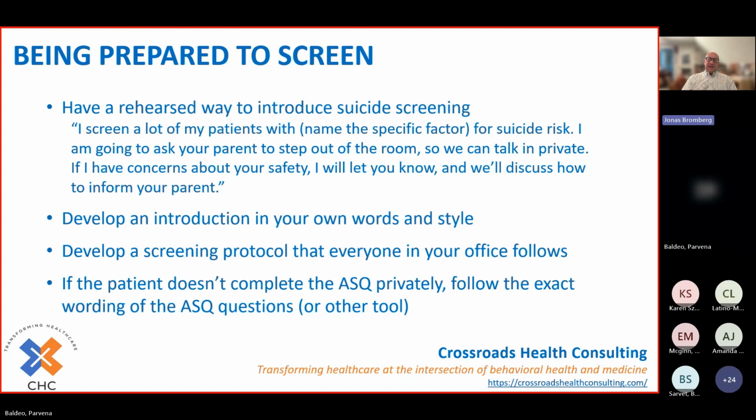It's best to have the patient complete screening privately. We know that for many types of health risk behavior, when patients are given the answer to respond privately, they are more honest. But if you don't have the opportunity to do that, if you ask the patient directly as an interview, whatever tool you use, be sure to follow the exact wording. These are validated tools, and using exact wording is important.